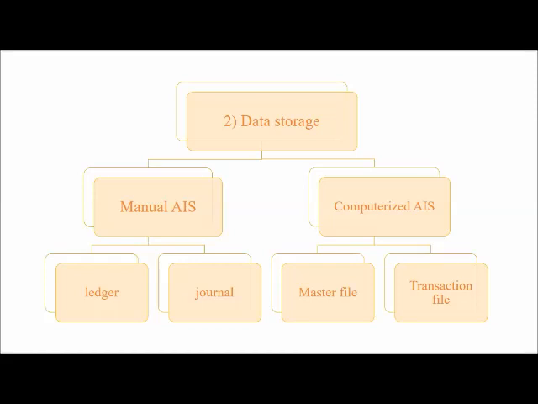In a computerized information system, data is stored in two main forms: master file and transaction file. First, master file. What do I mean by master file? A master file is like a ledger in the manual accounting information system, as it stores cumulative data about any business. Take care that master files are permanent and can exist across physical periods. However, an individual master file can be updated and changed frequently.